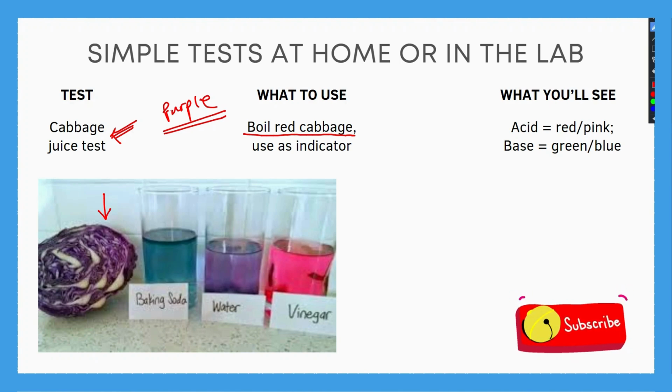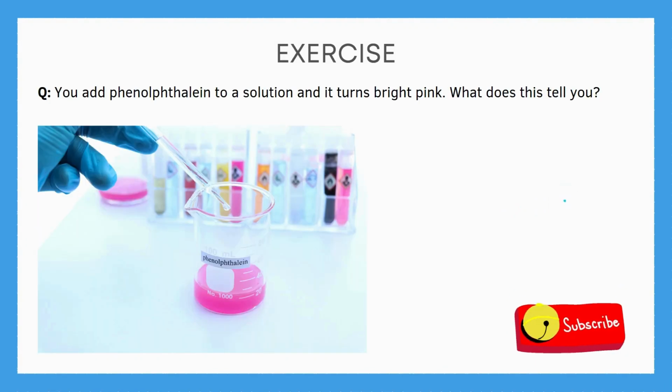Now, here are some examples. Baking soda, for instance, which is a base, gives off a green to a greenish bluish color, and you can see water over here, which is neutral. And neutral substances don't show any color change, and you can see the color over here, which is purple, is the same as the color of the cabbage, so there was no color change. So in this case, water is neutral. And you can see vinegar, which is an acid, it gives off a red or a reddish pinkish color. So that's how you can use red cabbage in your home as an indicator to identify whether a substance is an acid or a base.